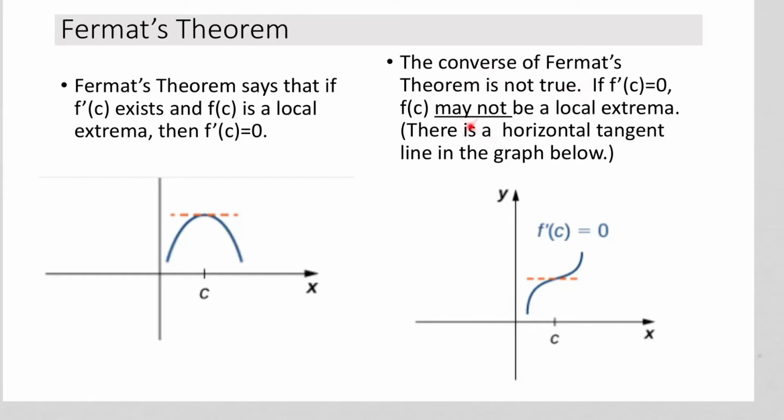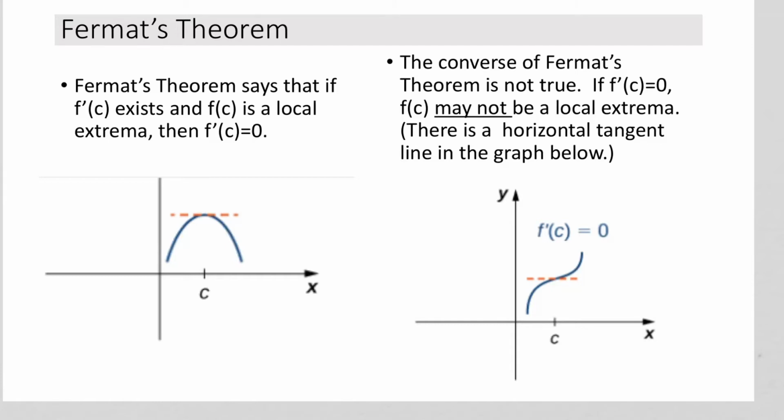The converse of Fermat's theorem, however, is not true. If the first derivative at a value is equal to 0, you may not have a local max or a local min because there's also the possibility that you have an inflection point. So basically, having the first derivative equal to 0 is a necessary condition to have a local max or a local min, but it is not a sufficient condition to conclude that you have a local max or a local min at that x value because you very well could have an inflection point instead.